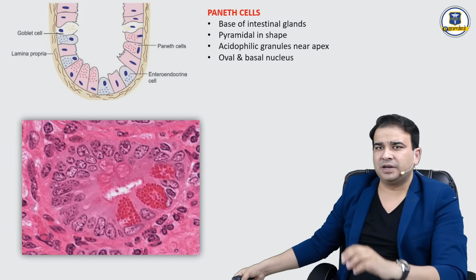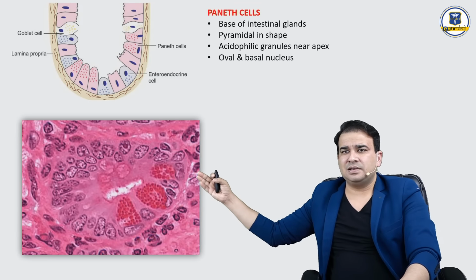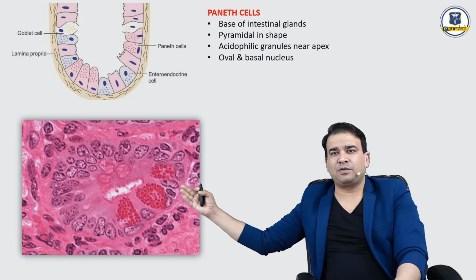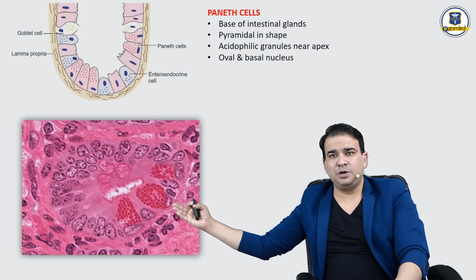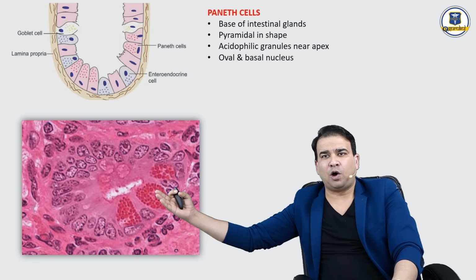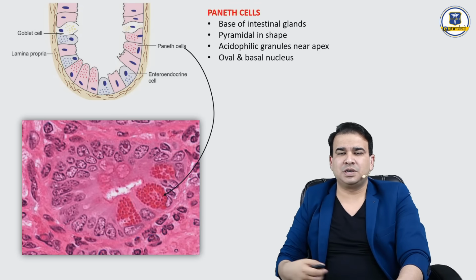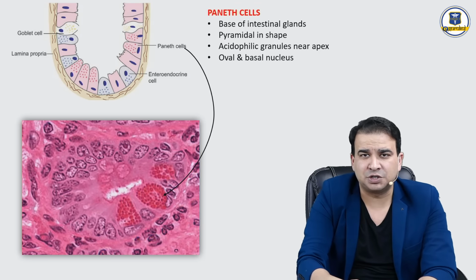Now look at this picture here, and they are very, very easily identified, and you can separate them from other cells which are present in the intestinal glands. So you can see this nucleus, that is the nucleus which is basal here, and look at all these acidophilic granules which are present in the apical region.